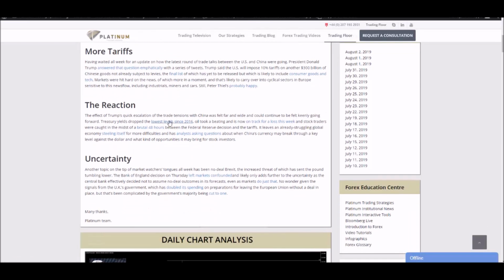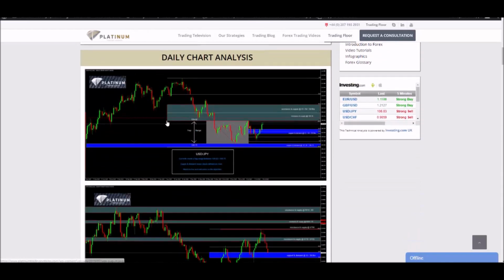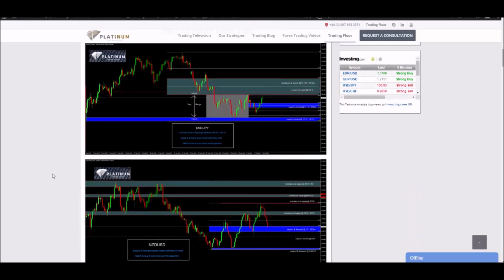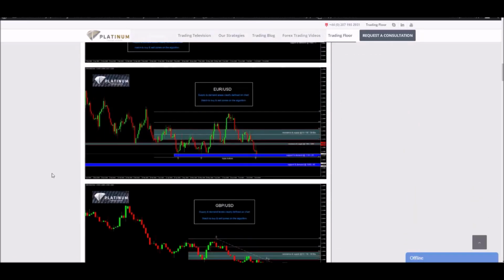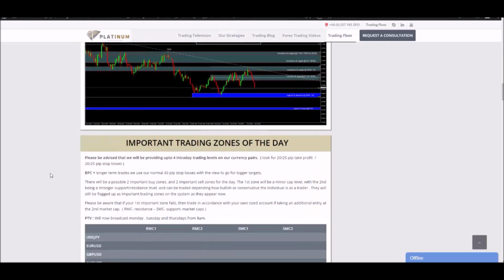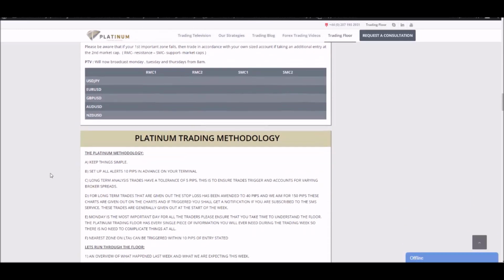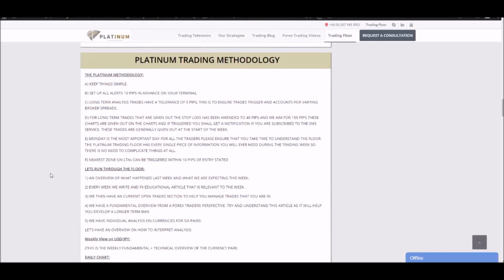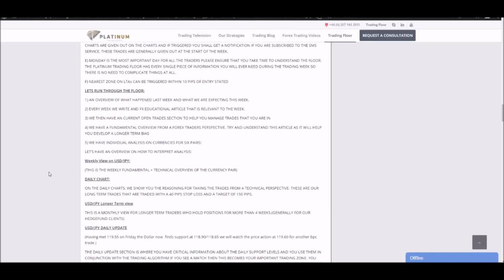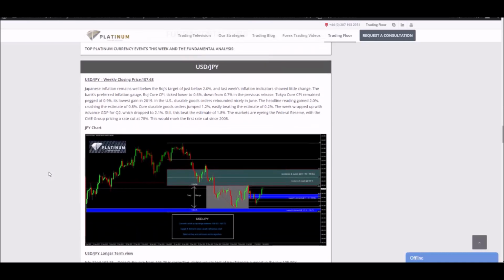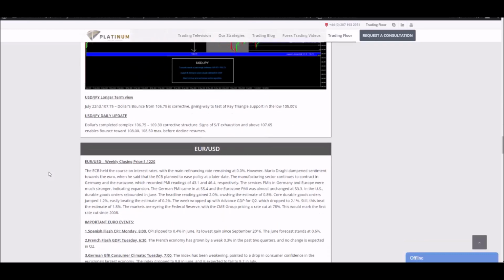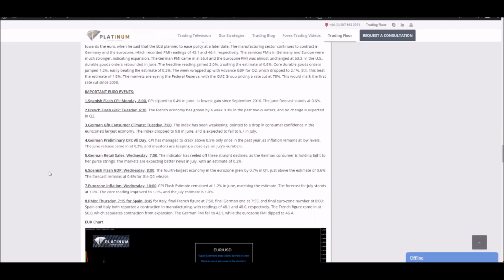You can see there's some subsections: more tariffs, the reaction, uncertainty. And then further down we have our daily chart analysis. These are the daily charts that we provide to all of our clients for each major currency pair. We then have our important trading zones, which we provide for every single day, apart from high fundamental days such as today, like non-farm payroll. We then have our methodology, and further down we have individual analysis for each currency pair, including fundamental and technical. So it's a fantastic resource to use, this trading floor, for getting all the information you require.